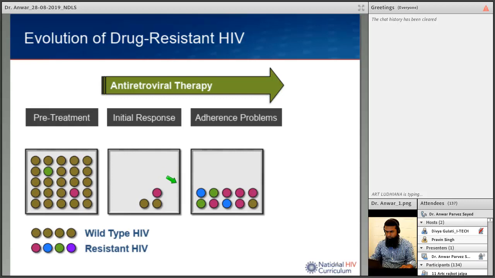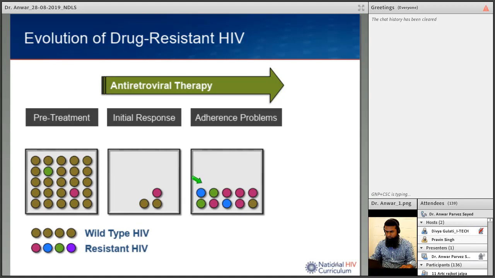But if the patient does not take ART properly, if there are adherence problems, if the patient is taking ART and missing some doses in between, what happens is the resistant viruses will get a chance to come up and again multiply.